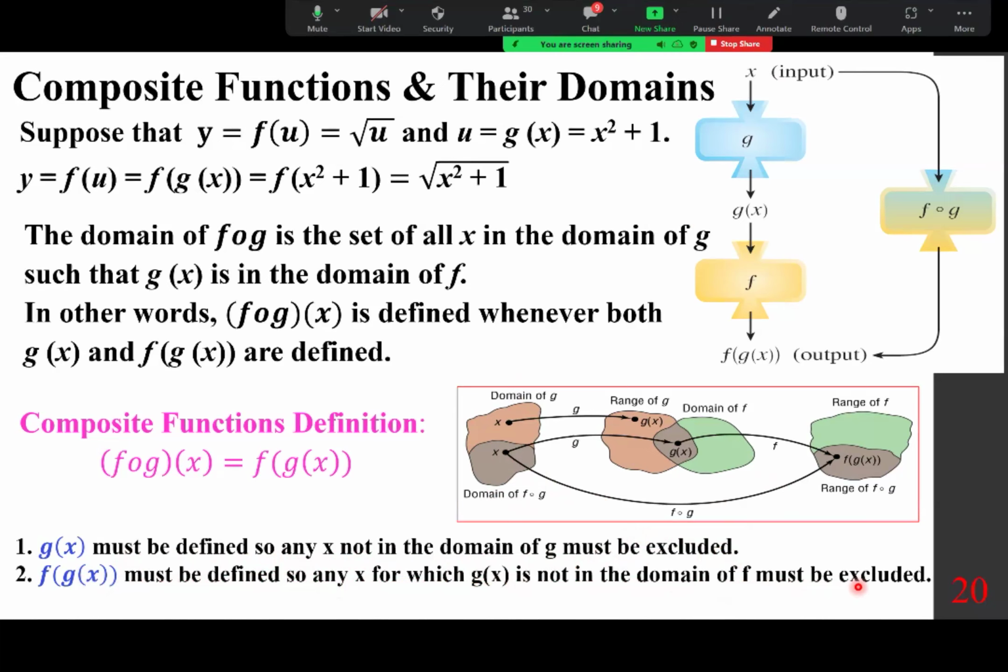Let's make sure we understand this by looking at a very simple example so we understand the concept. It's a lot easier than what you see explained here.